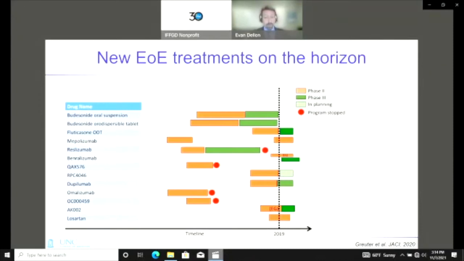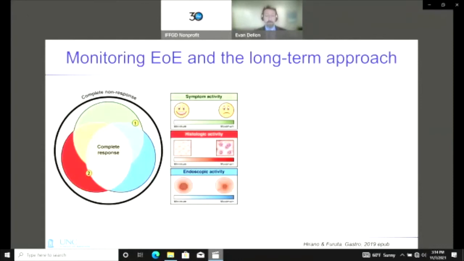Now, there are a lot of new treatments on the horizon, and actually, if you look on the clinicaltrials.gov website, there are more than 35 active or planned clinical trials that are ongoing. These involve things like custom-made topical steroids for the esophagus, a number of biologic agents that are targeted at factors that we think cause EoE, and some small molecules that also may be targeting factors that we think cause EoE. So it's a very exciting time, and a lot of new treatments are on the horizon.